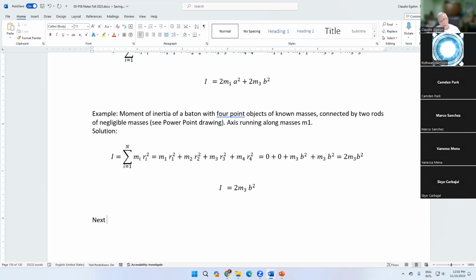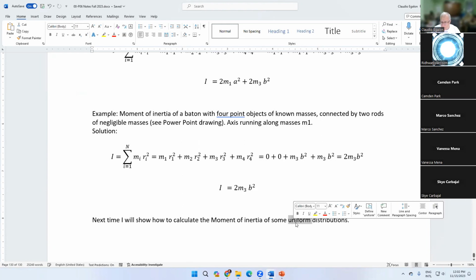So next time, 12:02 already. Next time I will show you how to calculate the moment of inertia of some uniform distributions, like a ring, a sphere, not point masses but continuous distributions of mass.